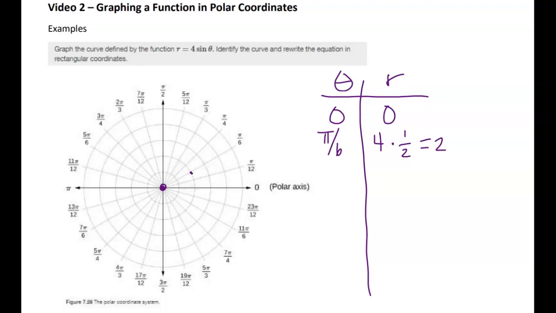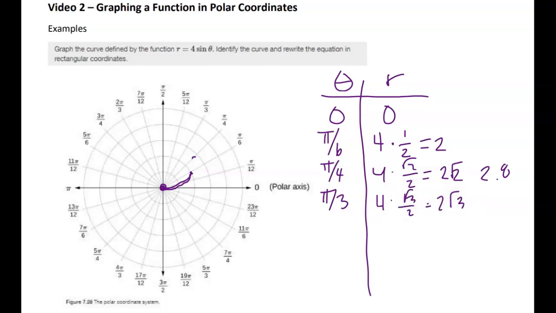Okay, and so as I connect these 2 points, you'll see it kind of goes out like this. All right, let's look at pi over 4. So 4 times root 2 over 2 is 2 root 2, and that's about like 2.8. Pi over 3 is going to be 4 times root 3 over 2, so 2 root 3, and that's at about 3.4.